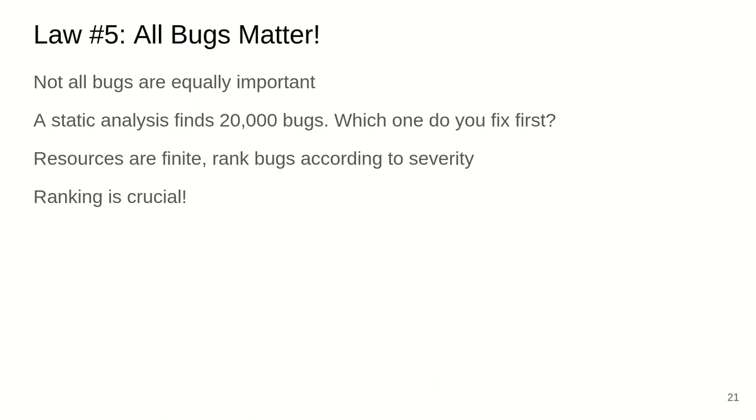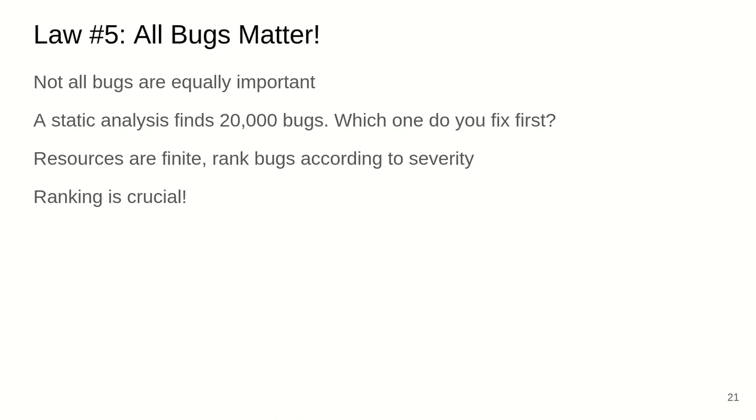While you may think that all the bugs matter and should be fixed, it is an unfortunate truth that there's simply too many bugs to be fixed. And not all the bugs are equally important, right? So if you consider a static analysis that finds 20,000 bugs, which of those would you like to fix first? The resources are extremely finite, and you need to rank bugs somehow by severity.